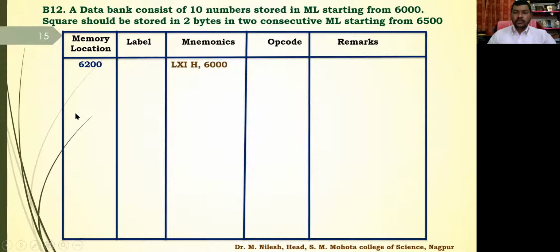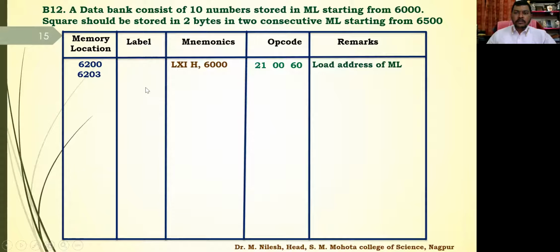Initially we have to load the HL pair with the memory location whose address is 600, where the data actually is. So we are loading it with that memory location address. The opcode is 210060. Now just maintain the flow of the memory locations, right? Here we will be requiring 3 memory locations: 6200, 6201, and 6202. So the next memory location will be 6203, right?